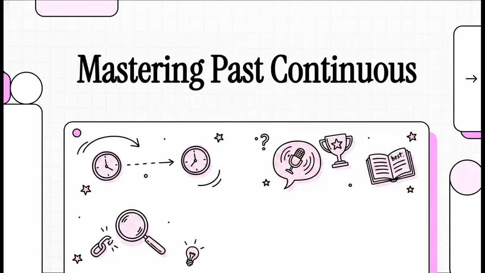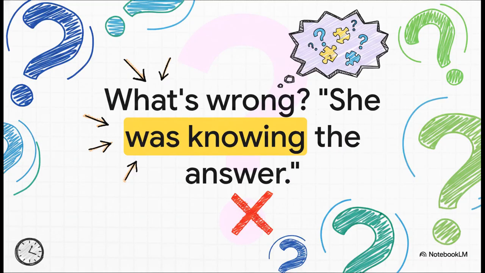Okay, let's jump right into one of the trickiest, but honestly one of the most useful tenses in English, the past continuous. We're going to break it all down, squash those common mistakes, and turn this thing into your new storytelling superpower. So, first things first, take a look at this sentence. She was knowing the answer.